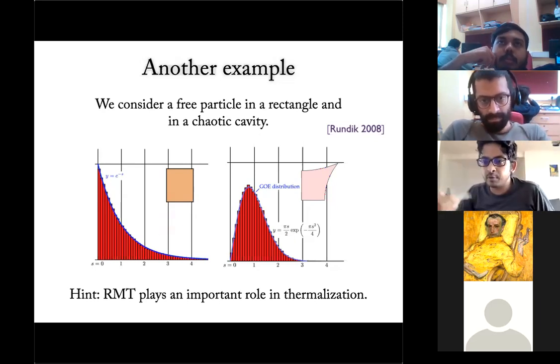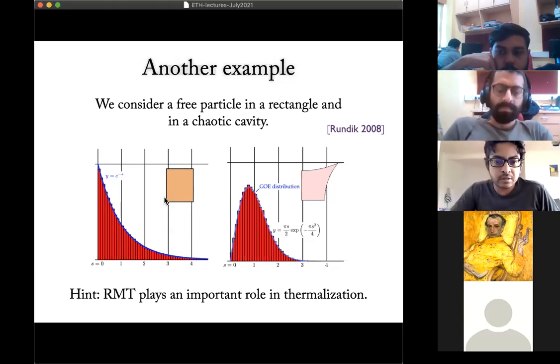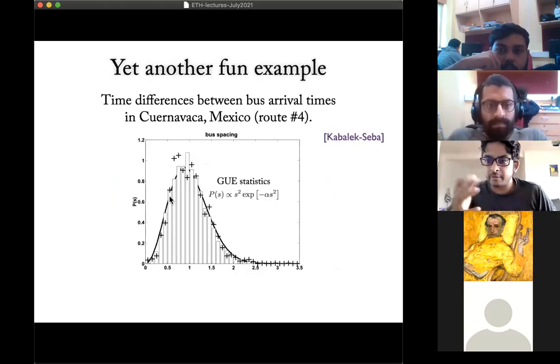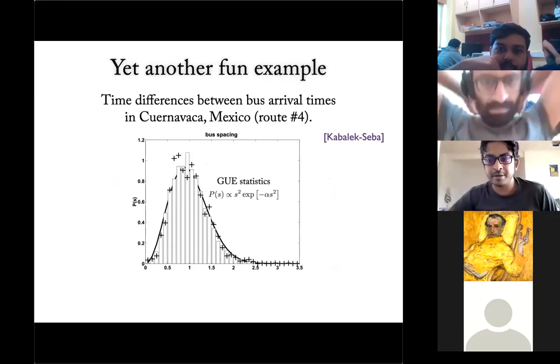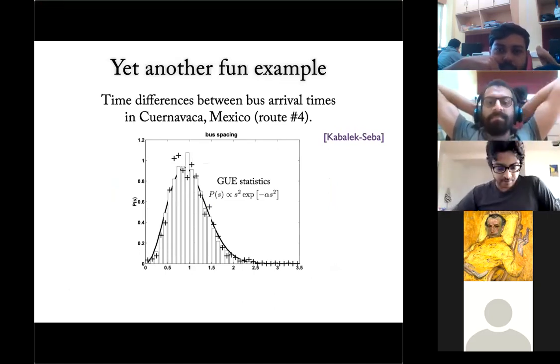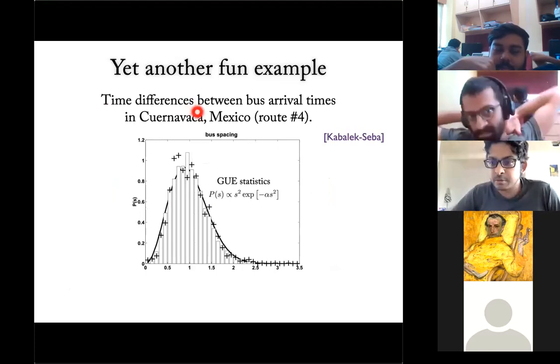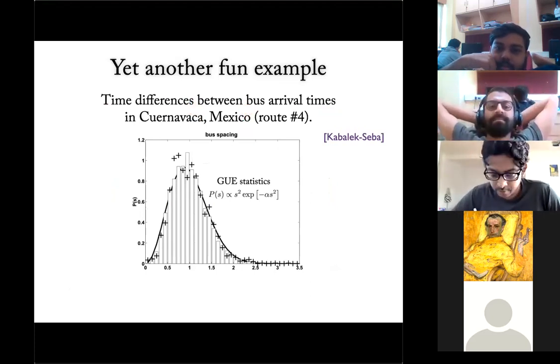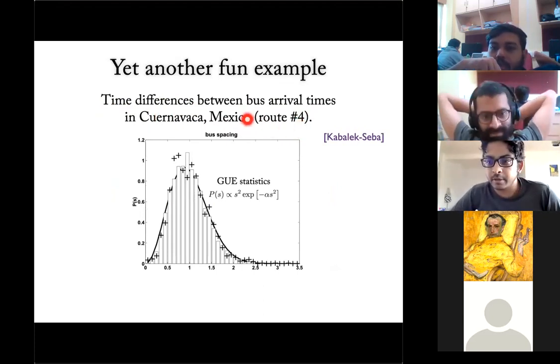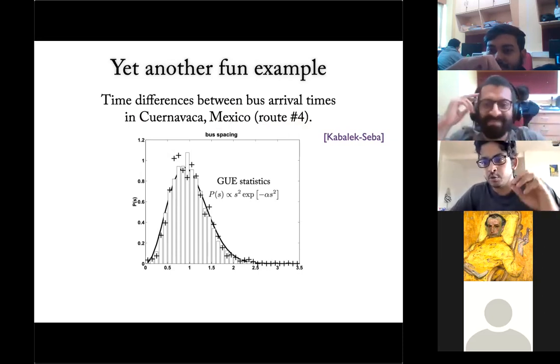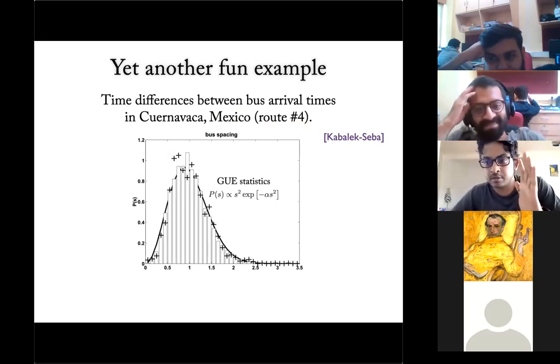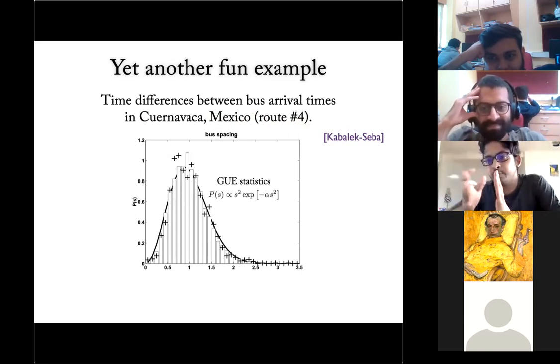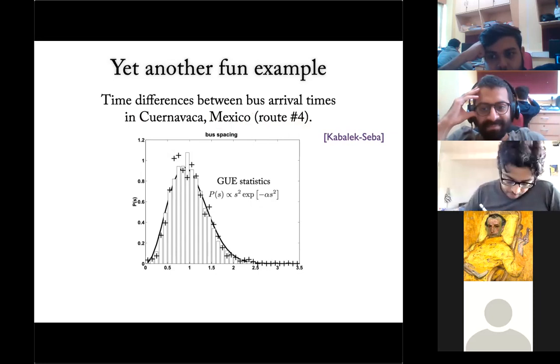Yeah. All right, so this is something which is very universal. And so here is another fun example, just to see how universal this is. So these are time differences between bus arrival times of a particular bus in a particular route, route number 4, in a city in Mexico. So you fix a particular location, a particular bus stop, and you look at the differences between bus arrival times. And surprise, surprise, it actually fits this GUE statistics.